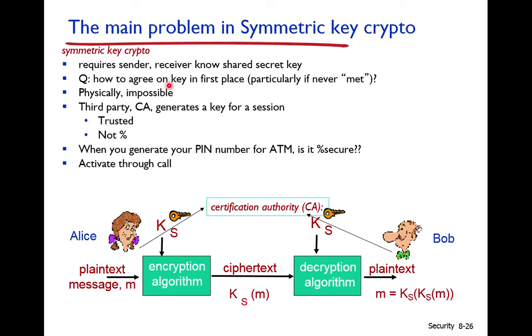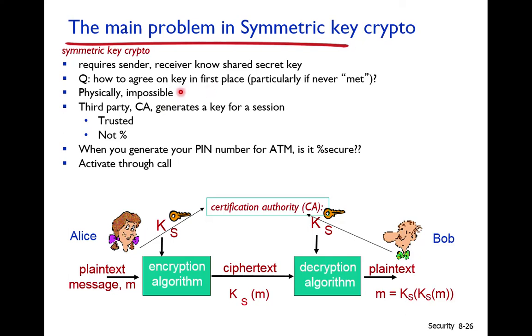Okay. So symmetric key cryptography requires that the sender and receiver know a shared secret key. Each of Alice and Bob should know the secret key, and it should be distributed securely. Okay. But now there is a problem. And what is the problem? How to agree on the key in the first phase.